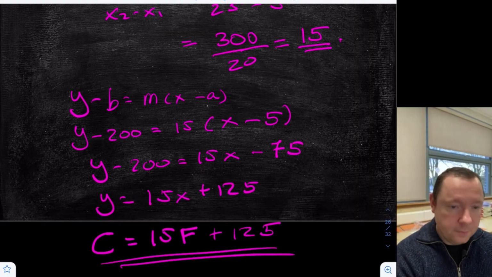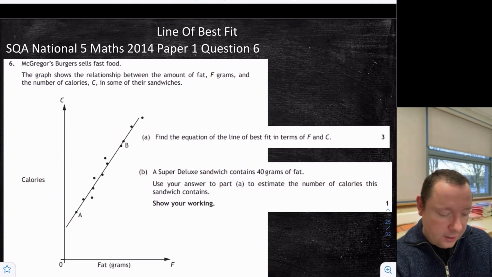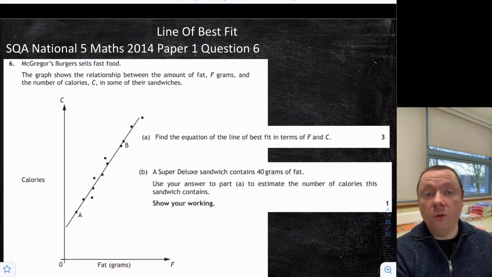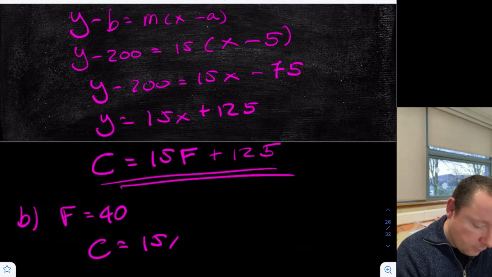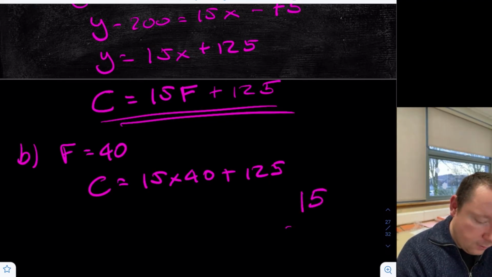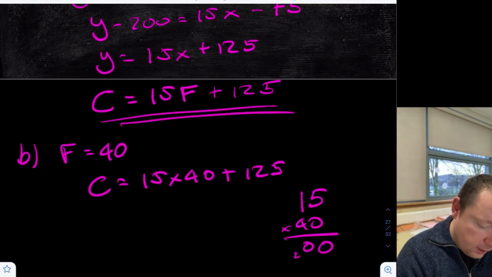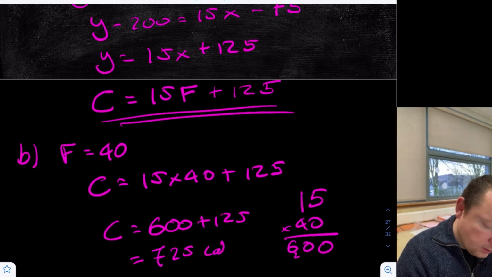Let's move on to part B. Part B says a super deluxe sandwich contains 40 grams of fat. Use your answer to A to calculate the calories. So we're just substituting 40 in for F. So for part B, F equals 40. So C equals 15 times 40 plus 125. A little bit of work to do 15 times 40. So 15 times 40, you've got 0, 4 5s is 20, 4 1s is 4, 5, 6. So C equals 600 plus 125, which is 725 calories.